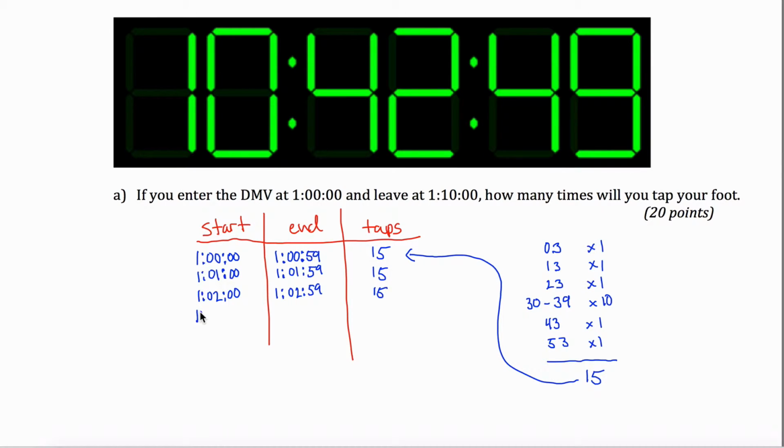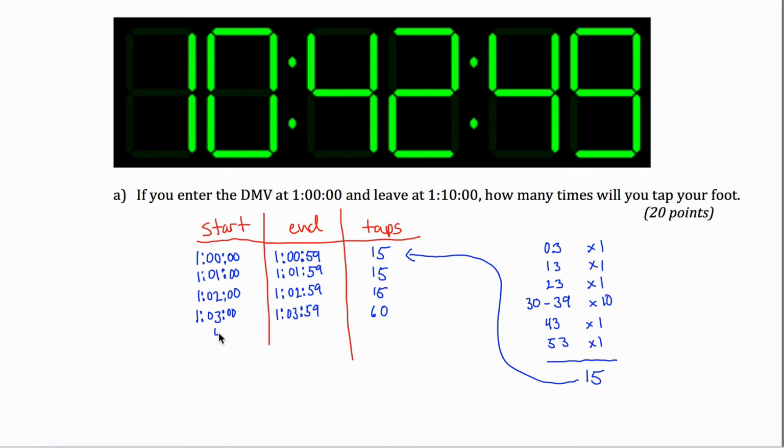1:03 is where things get kind of interesting. From 1:03 and 0 seconds to 1:03 and 59 seconds, every single second I'll look up at the display and I'll see a 3, because the 3 in the minutes isn't changing here. I might have more in the seconds, but that doesn't matter. I'm guaranteed to have at least one 3 because of the minutes column. How many seconds are in there? There's 60 seconds, counting from 0 up to 59. So I get 60 more here. And that'll be the only weird one.